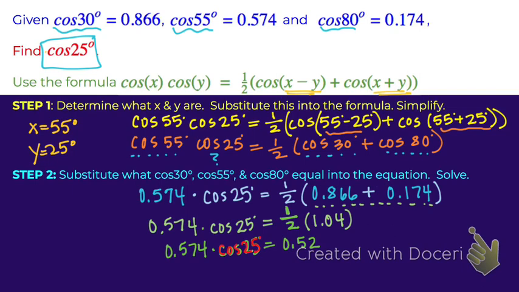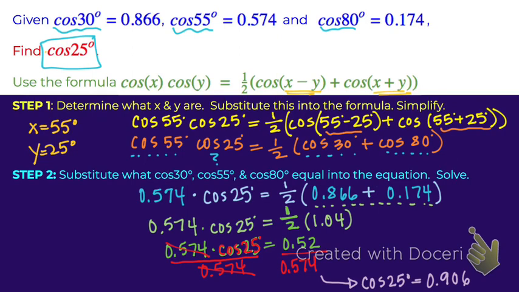But right now it's being multiplied by 0.574. So we're going to divide both sides by 0.574 because that's going to cancel out. And when we do, we get the cosine of 25 degrees equals, rounded, 0.906.